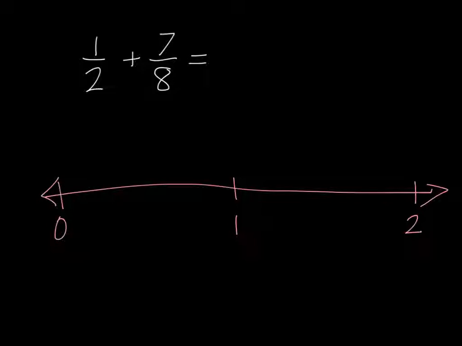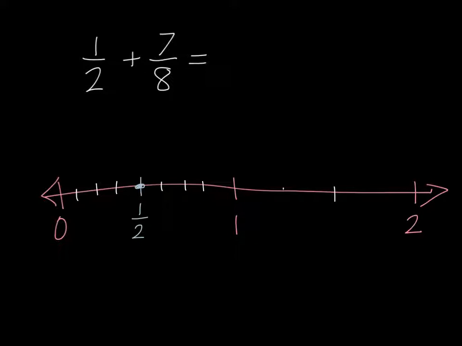And I can see that the first fraction I'm adding is 1/2. So I'm going to go ahead and mark 1/2 on my number line. That's where I'm starting. Now I have to add 7/8 to this. So what I can do, instead of breaking my number line between 0 and 1 into 2 equal parts, I'm going to go ahead and break it into all those eighths.